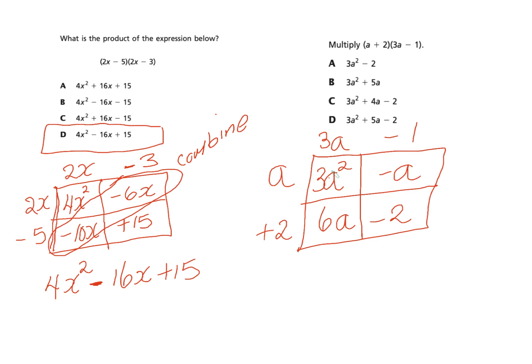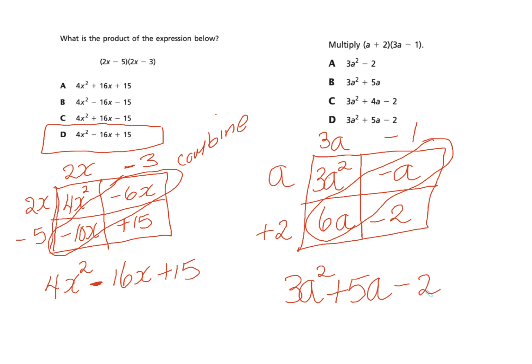So starting with the left-hand corner, I'm going to keep my 3a squared. I'm going to combine the middle portion here. I notice my signs are different, so I subtract, which will give me a 5a. I keep the sign of the larger, so it's going to be a positive 5, and I just have to connect my minus 2. So I'm looking for a 3a squared plus 5a minus 2, and that is D. I find that using this square makes it easier to multiply.